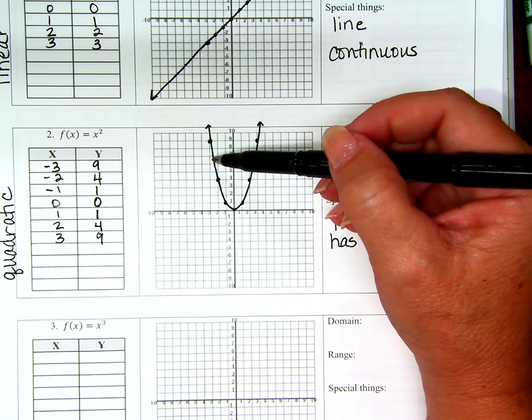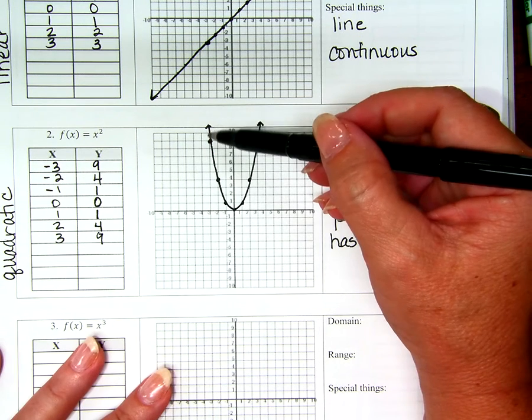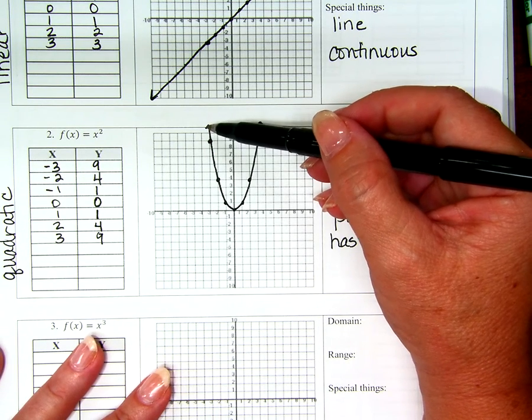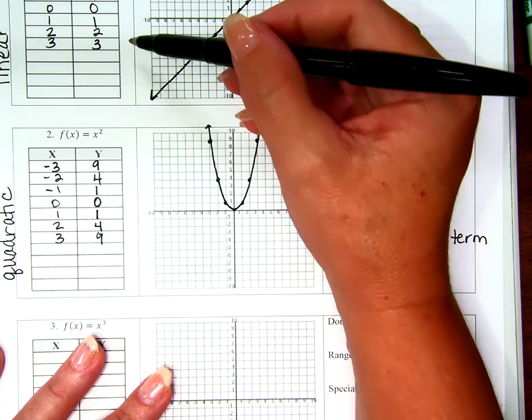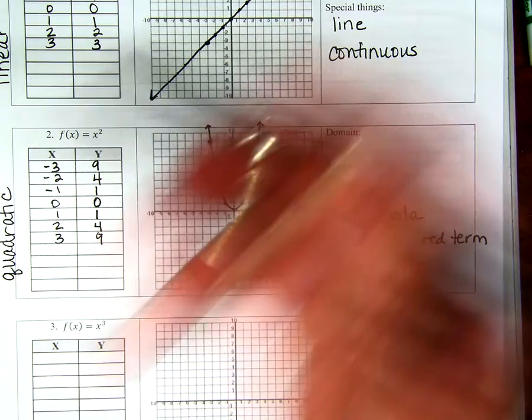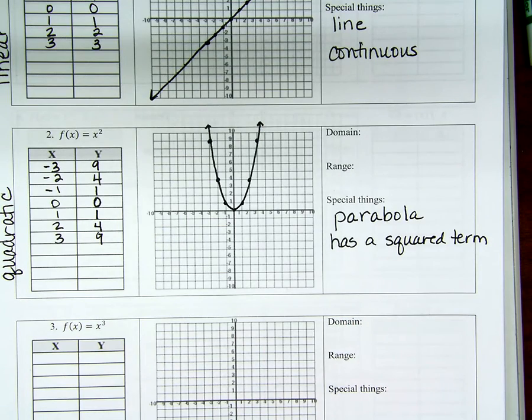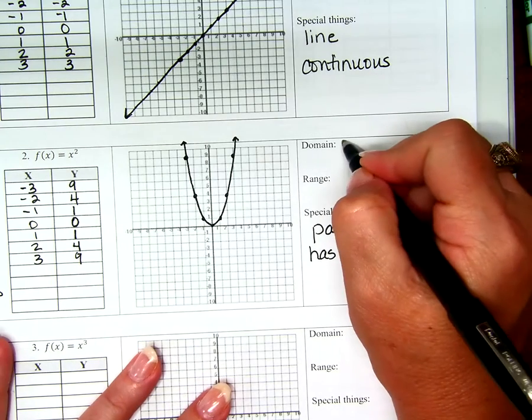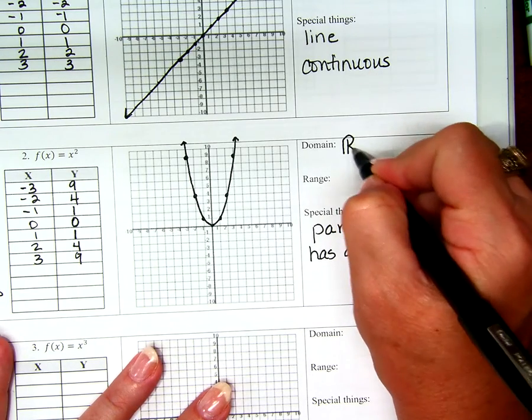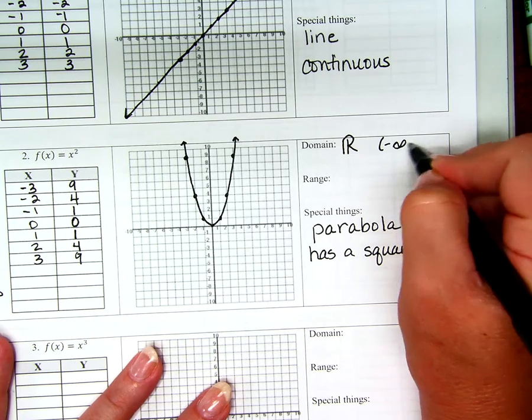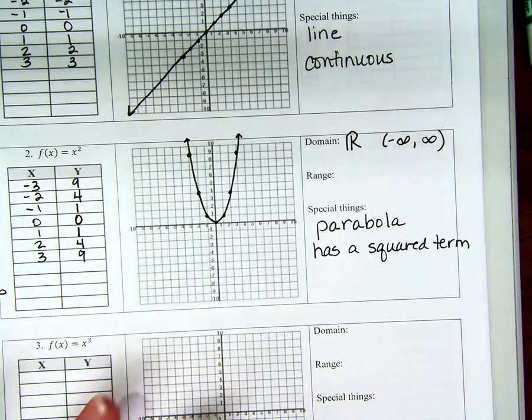But that's what I want you to keep in mind. Even though the arrow looks like it's going up, where else is it going? It's going out to the left, so how far to the left does it go? Infinity. All the way. How far to the right does it go? All the way. So what's my domain? All real numbers. Very good.